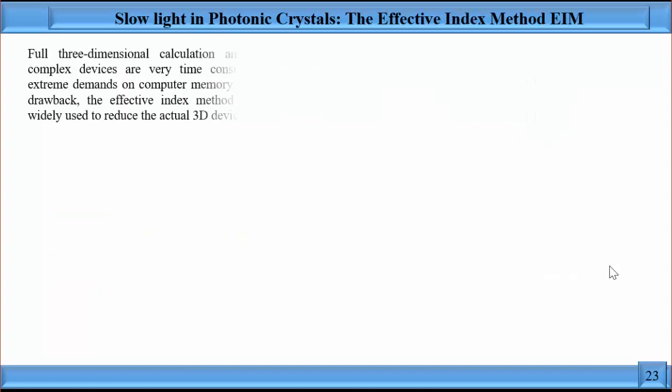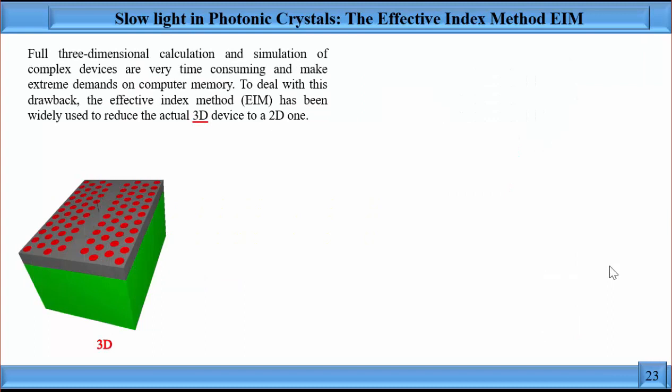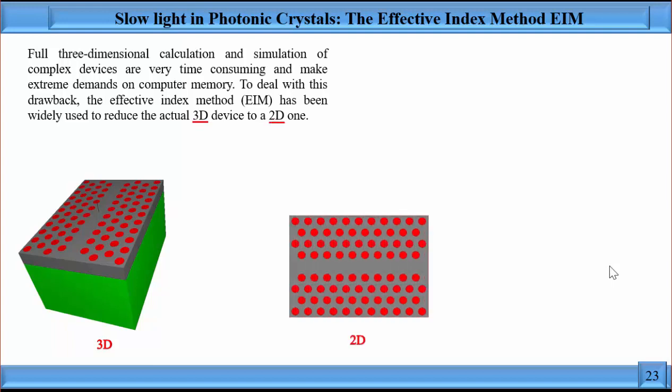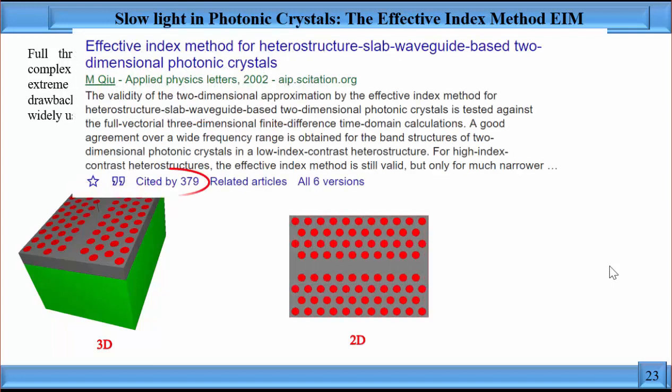Slide 23. The effective index method, EIM. Full three-dimensional calculation and simulation of complex devices are very time-consuming and make extreme demands on computer memory. To deal with this drawback, the effective index method, EIM, has been widely used to reduce the actual 3D device to a 2D one.